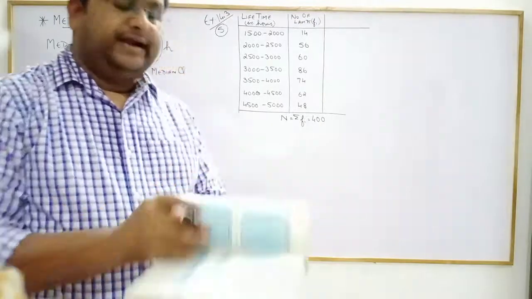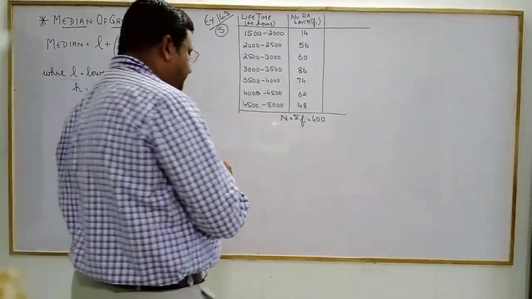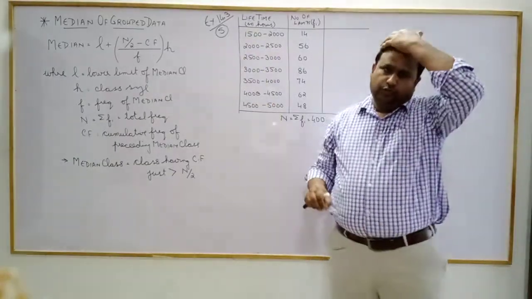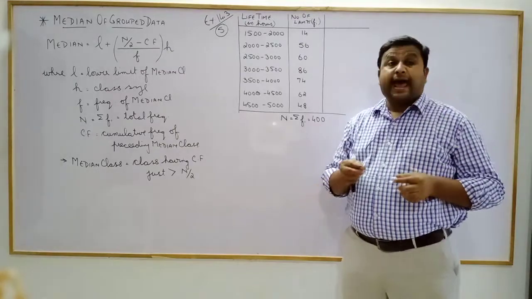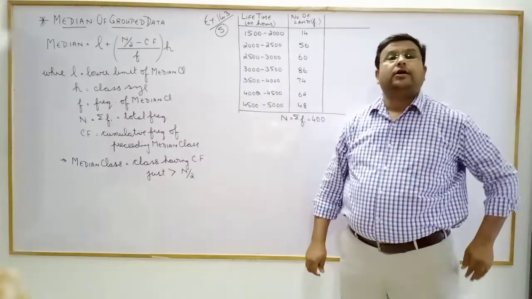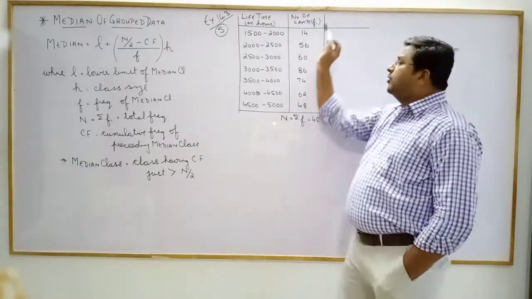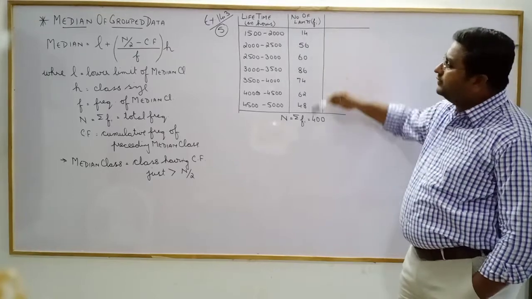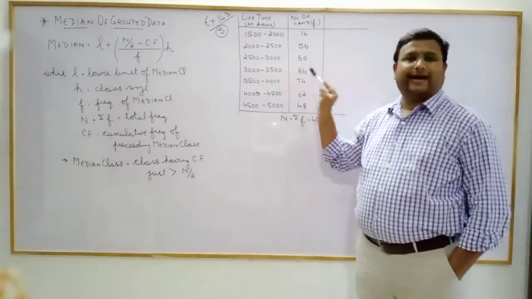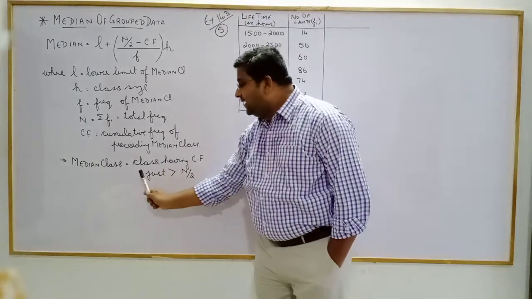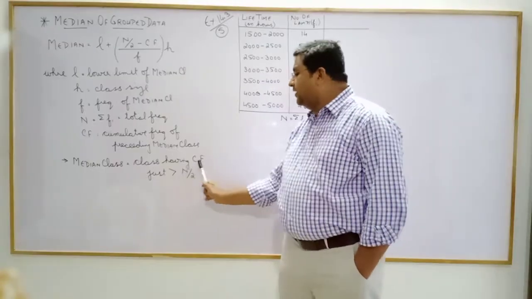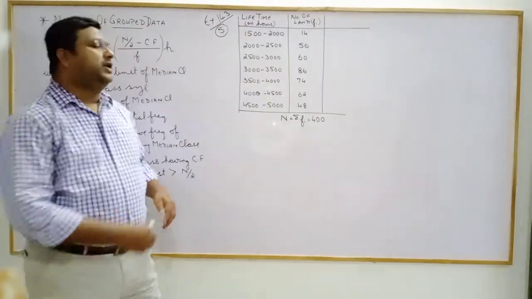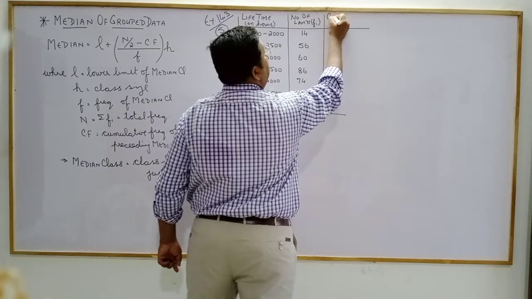Now it says find the median lifetime of a lamp. The formula is right there on the board for you. But the first and foremost thing, as we did in the modal class, we needed to find the modal class, the class having the highest frequency. Which is the highest frequency out of all of them? 86. So this is the modal class. But here we are talking about the median class, the class having CF just greater than n by 2. CF, cumulative frequency. Now your table comes over here.